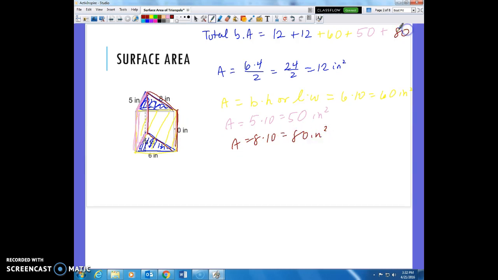And so altogether, my total surface area is the sum of all the areas of all the shapes on the outside of the prism. So 12 plus 12 plus 60, that makes 84, 134, 214. So my total surface area equals 214 square inches. Notice it's square inches because we're talking about area again. Before, it was volume. Okay, so surface area, just think of the word surface and area as literally the area of all the shapes on the surface.